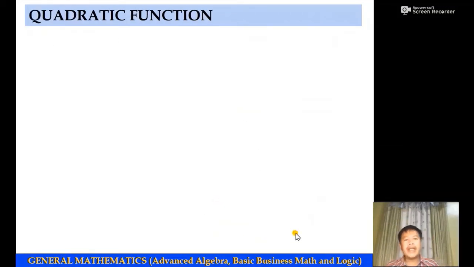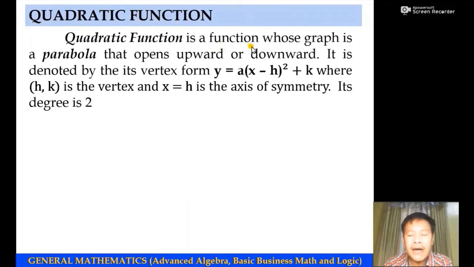We will proceed with the last basic function in this second video presentation, and that is quadratic function. A quadratic function is a function whose graph is a parabola. A parabola has four types. We have a parabola that opens upward, and we also have a parabola that opens downward. And these are the parabolas that are referred to by quadratic function.